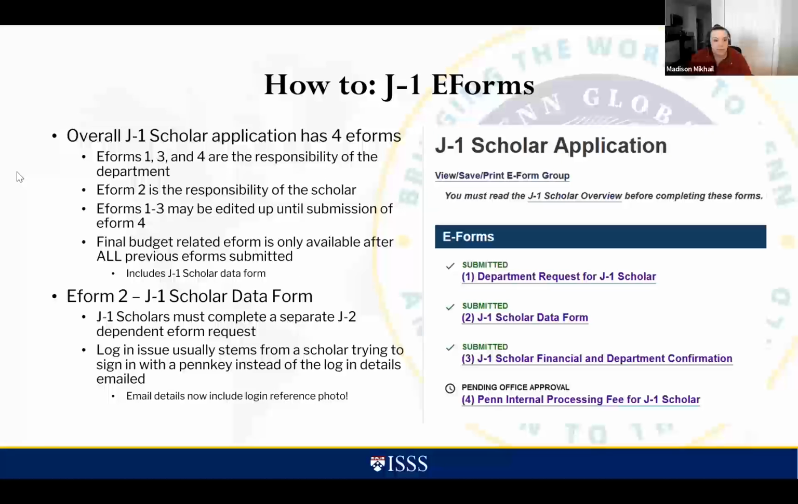Let me see, e-form 2. So as I said, e-form 2 gets sent to the scholar. The J1 scholar, if they do have a dependent, will need to complete a separate J2 dependent e-form request. There should be instructions in there on that, but they will be asked if they expect to bring a family member. Then, as I said before, with prompts based on how they answer yes or no, if they answer yes, they are going to be prompted to provide additional information.